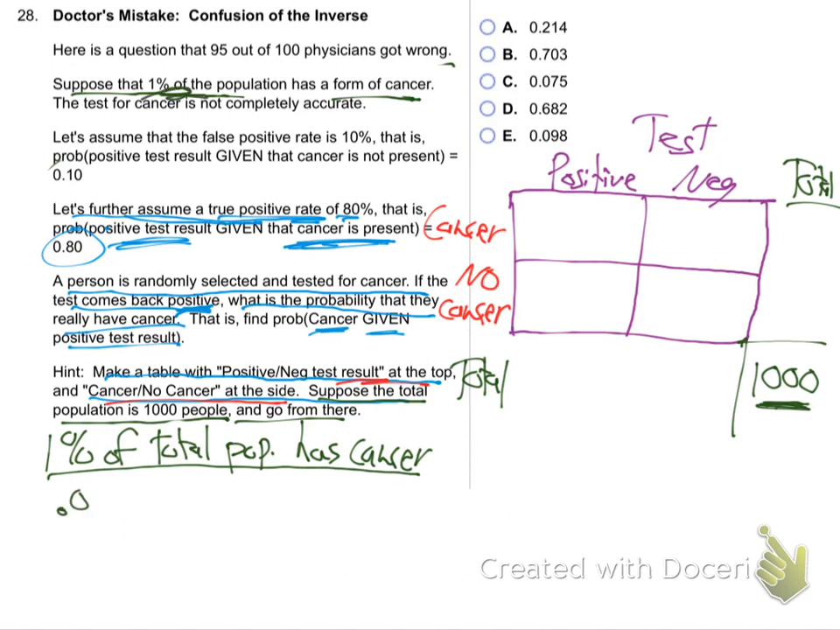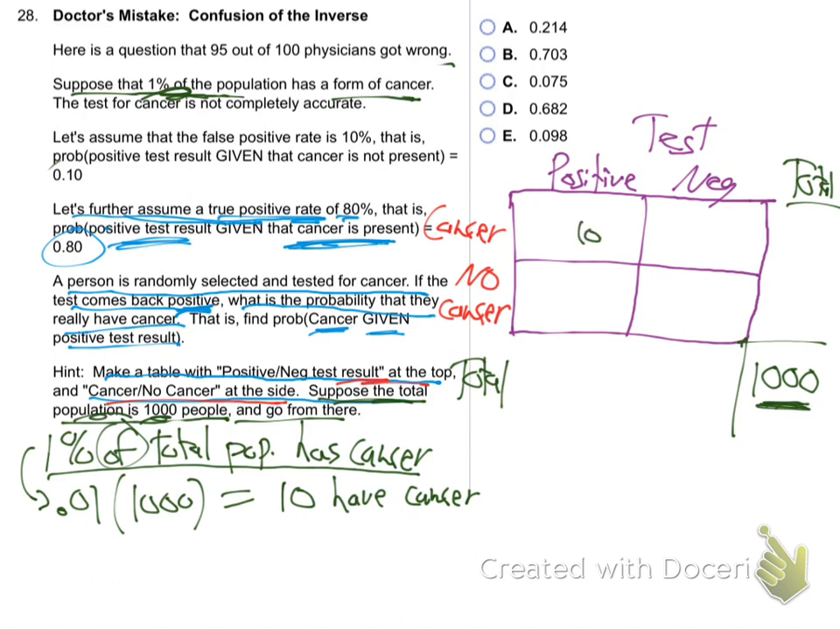Okay, so that means 0.01, right? That's 1%. Of is times. Remember that of is always times. Total population, that's 1,000. That's what we assumed, just to make life easy. We said just suppose total population is 1,000 people to make numbers easy. If you multiply that in your calculator, you get 10. 10 people have cancer. So where's that go? That's 10 people that have cancer.